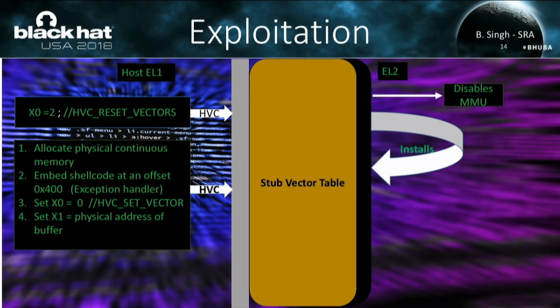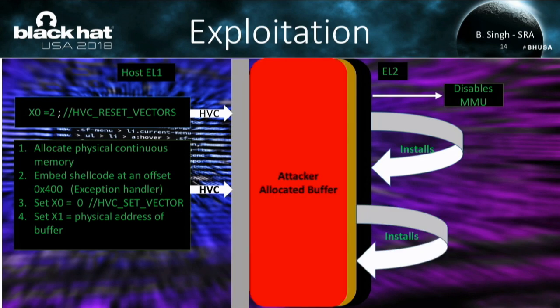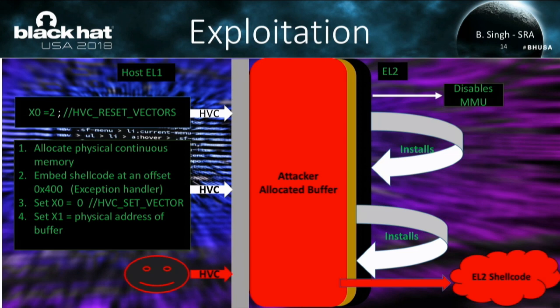This HVC will be handled by the stub vector table, because now the stub vector table is back in action. The handler of the stub vector table will install the attacker-allocated buffer as the exception vector table for EL2. Once this is done and the shellcode is at an offset of 0x400, the attacker needs to execute just another HVC call, and game over. So the attacker is able to execute code in EL2.